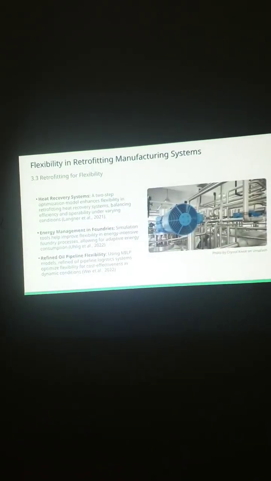And then flexibility in retrofitting manufacturing systems. For example, the things that you have to remove and put back into your assembly, which is called retrofitting. Like heat recovery systems, a two-step optimization model enhances flexibility in retrofitting heat recovery systems, balancing efficiency and operability under varying conditions. This research is done by Langner et al.